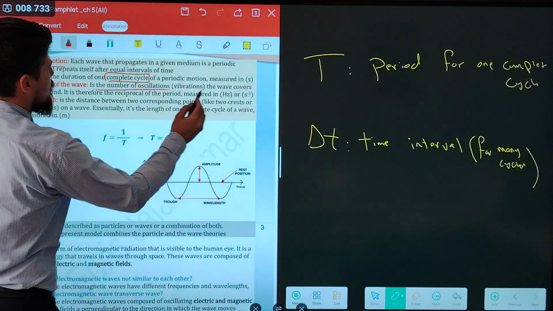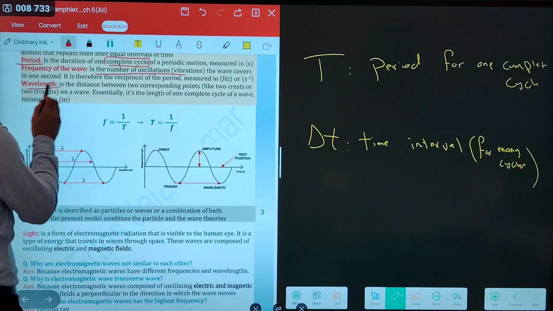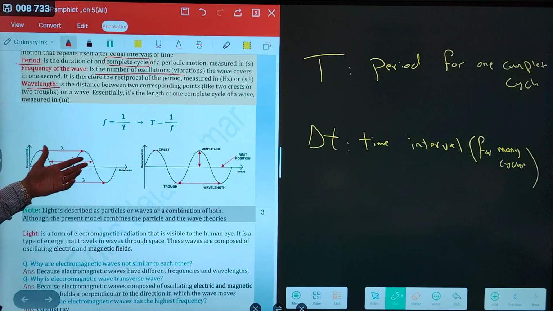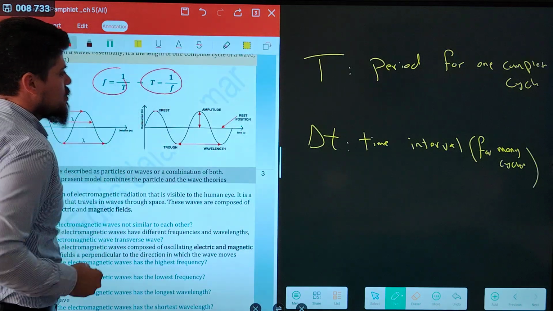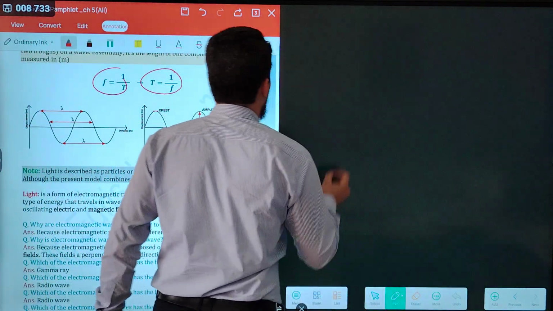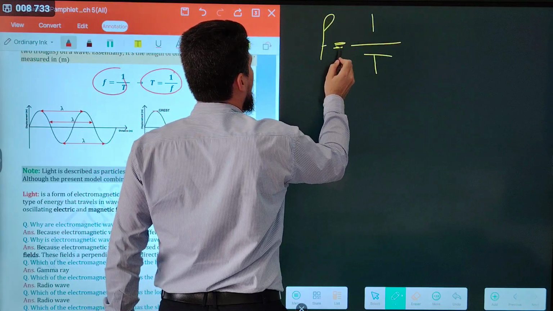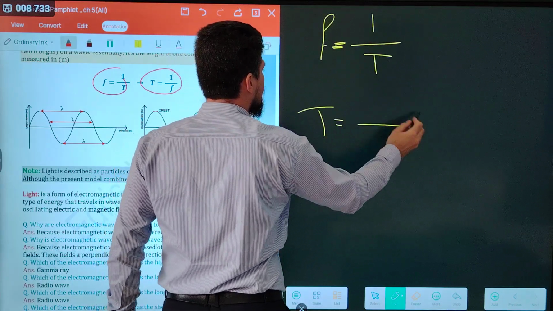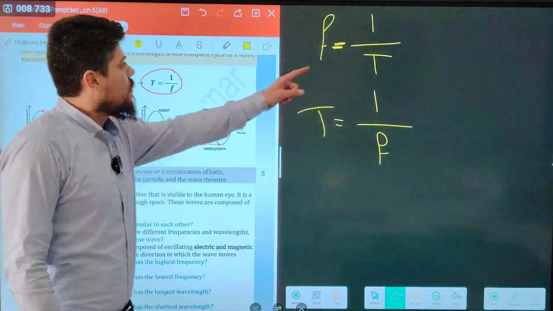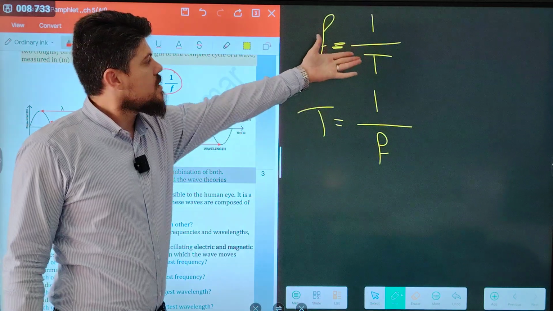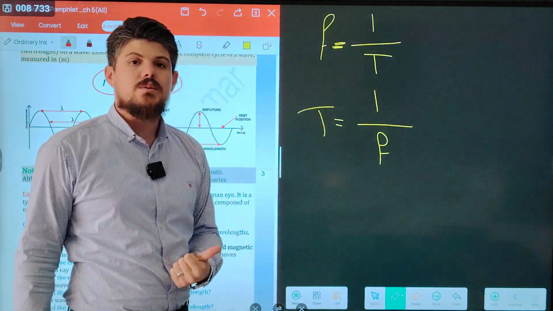Frequency of the wave is the number of oscillations the wave completes in 1 second. Wavelength is the distance between two corresponding points, such as two crests or two troughs, as you can see here. Also there is a relation between frequency and period. Frequency is equal to 1 over period. Period is the reciprocal of frequency, 1 over f. When period is given, you can determine frequency easily using this equation. Whenever frequency is given, you can also determine period.